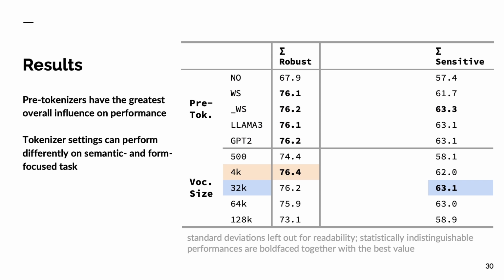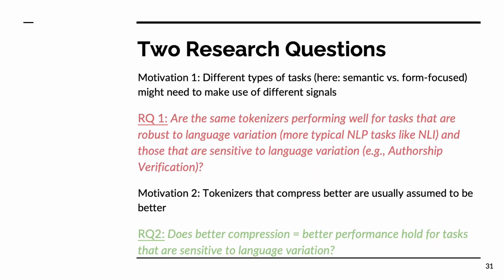Then we found that tokenizer settings can perform differently on semantic and form-focused tasks. So this was our research question, and we found that the 4,000 vocabulary size works better on the tasks robust to language variation, and the bigger vocabulary size works better on the tasks sensitive to language variation. So when we go back to this research question, we can say no, the same tokenizers aren't performing well for tasks robust and sensitive to language variation.